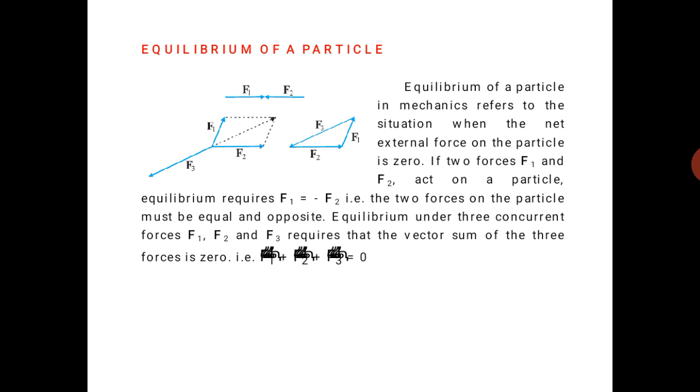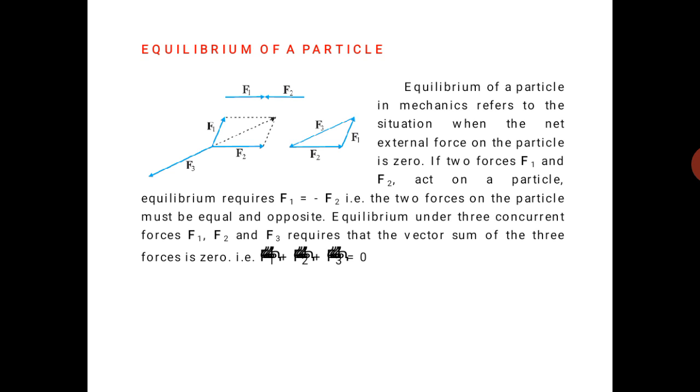Today we are going to discuss the equilibrium of a particle. A particle is said to be in equilibrium when there is no motion under the influence of force. To make a body be in equilibrium, you require at least two forces. The minimum of two forces act on a body to make the particle be at rest.